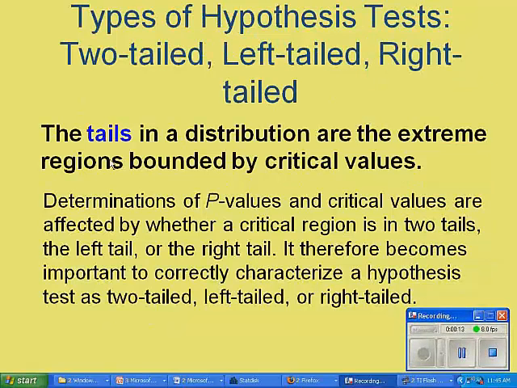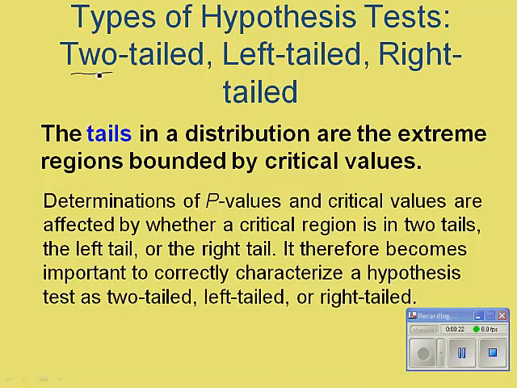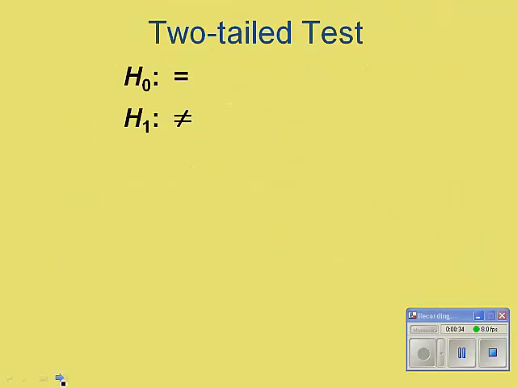What are the tails? I already mentioned this. They are the extreme regions, right? I guess I didn't say, when will you use a two-tailed test? When you're doing the not equal as your alternative. That's right. I have a couple pictures here to show you. If H0 is equal and H1 is not equal, that's a two-tailed test, right? The alpha gets divided equally, just like we've always done.